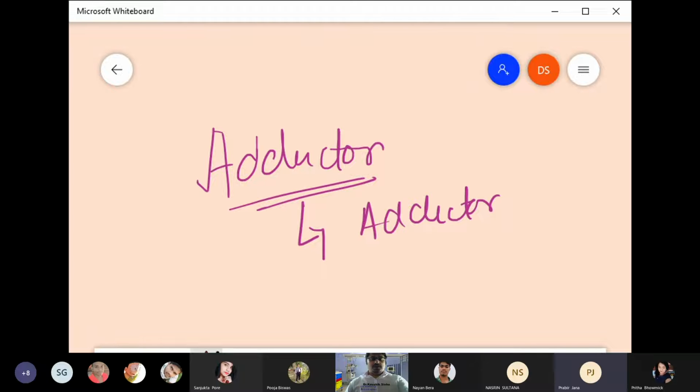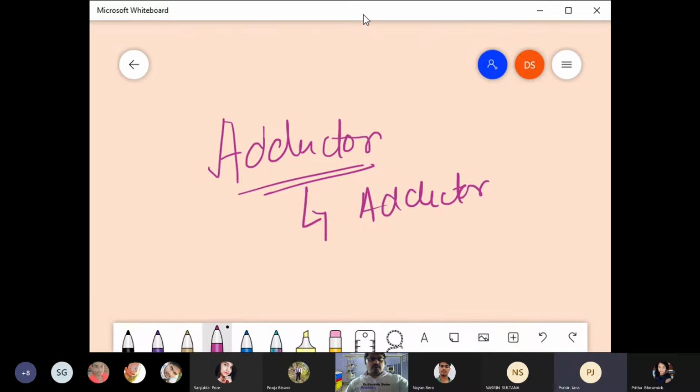Okay. So I think you can see my arms. See, my arm is moving outward. So this is an abduction. This is the condition of abduction. Now, if I bring this arm close to my body, that means I am adducting.